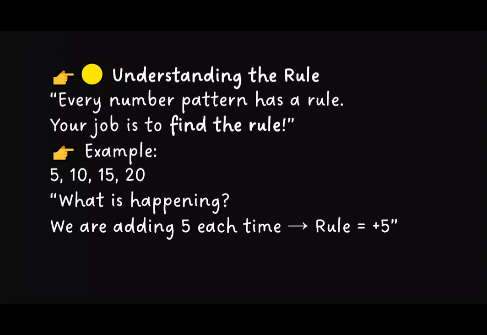For example, here we have 5, 10, 15, 20. What's happening? Yes, it's the table of 5 also, but to get the next number, what are we doing? We are adding 5 each time, and the rule is plus 5 to get the next number. So what will be the next number in this sequence?